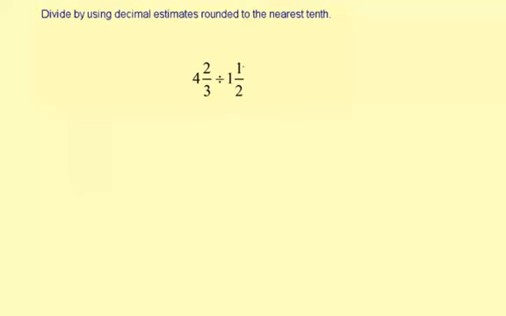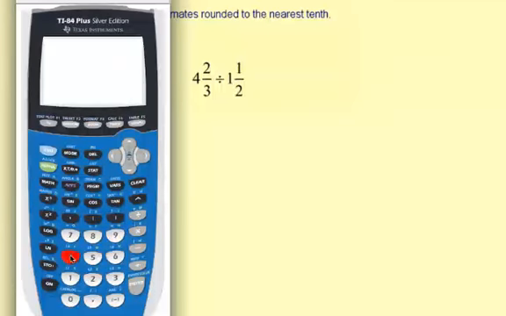Divide by using decimal estimates rounded to the nearest tenth. So we can use a calculator for this one. 4 plus 2 divided by 3. It's 4.66 or 4.7.